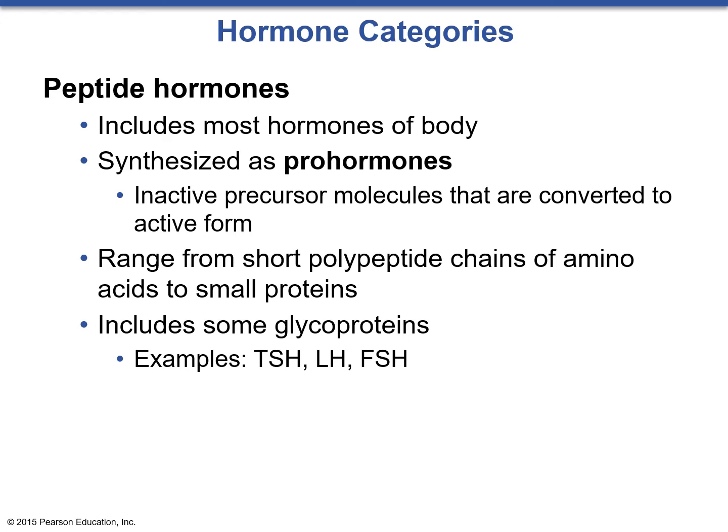Peptide hormones can range from short polypeptide chains of amino acids to small proteins. This even includes some glycoproteins. All protein hormones act by binding to receptor molecules on the cell surface. This binding causes a response from inside the cell, in many cases simply to turn it on. An example of this would be thyroid stimulating hormone, or TSH. TSH is going to actually be secreted by the anterior pituitary gland and then activate the thyroid gland to produce thyroid hormones and stimulate the metabolism.